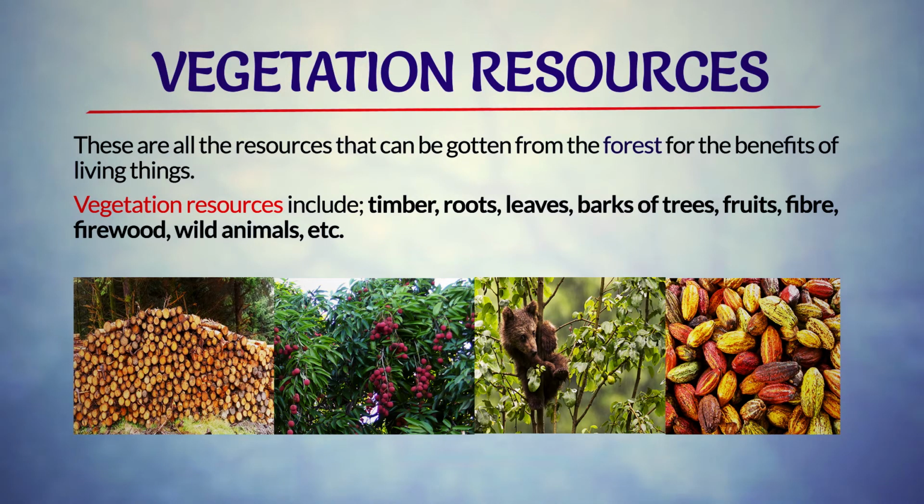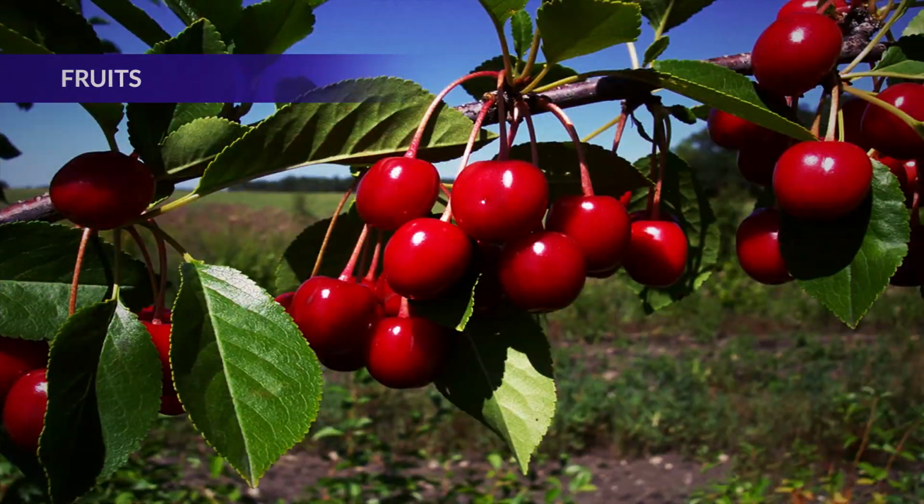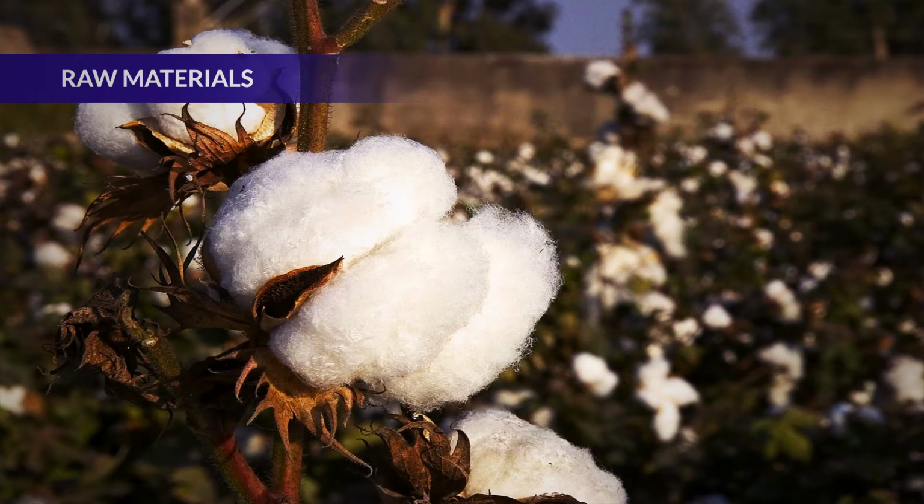Vegetation resources. These are resources that can be gotten from the forests, and they are valuable to living things. They include timber, trees, fruits, wild animals, and raw materials that can be used in producing other things.